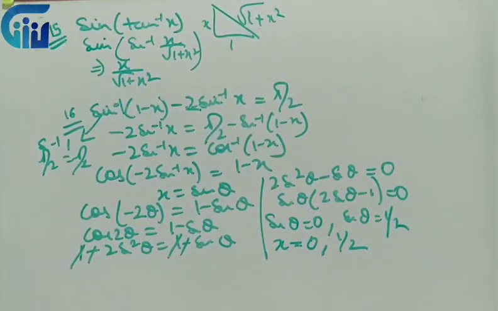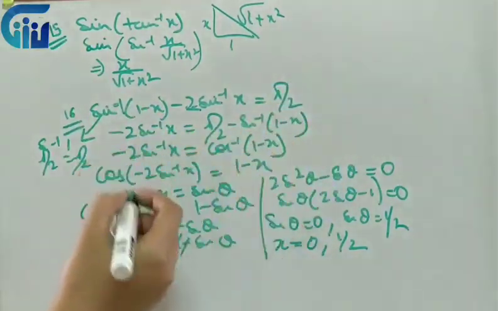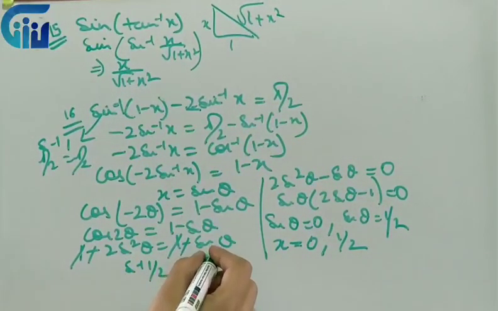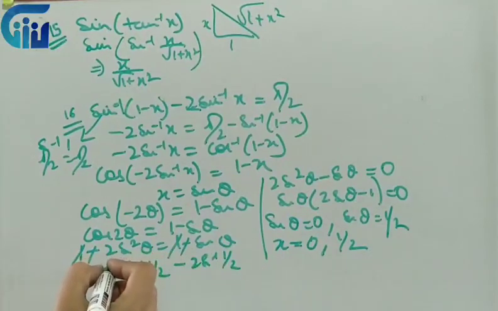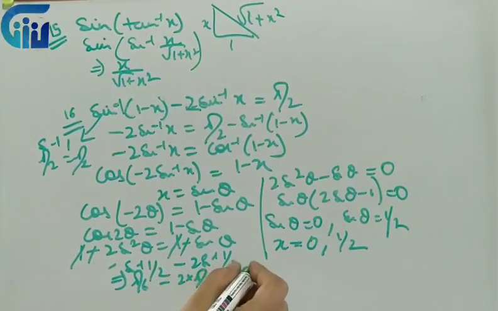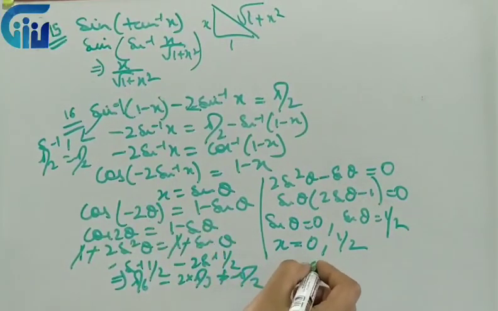Now if I put half, so for half, it will be sine inverse half minus 2 sine inverse half. Which means sine inverse half will be pi by 6 and this will be 2 into pi by 3, which will not give me answer as pi by 2. Hence x is equal to 0 is the only solution because x is equal to half does not satisfy the equation.